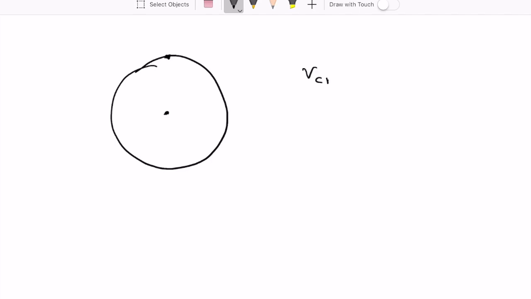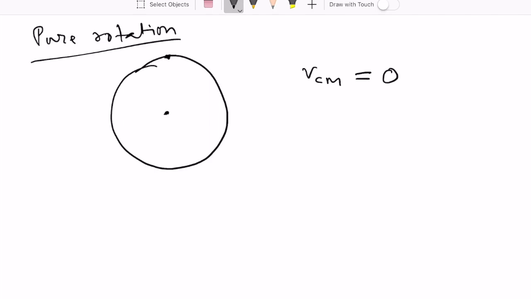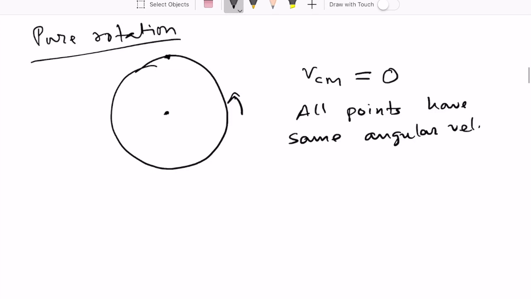So this is pure rotation. The velocity of the center of mass is 0, and all points have the same angular velocity, omega. So that is pure rotation.